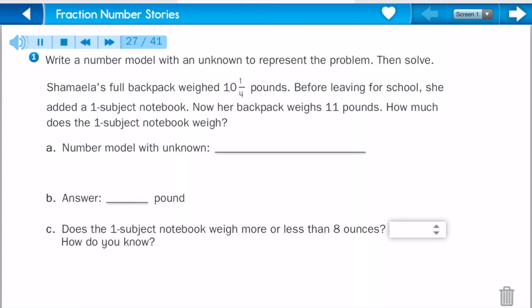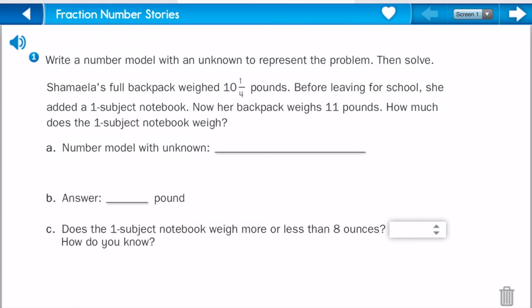A. Number model with unknown. B. Answer, blank pound. C. Does the one-subject notebook weigh more or less than 8 ounces? How do you know?